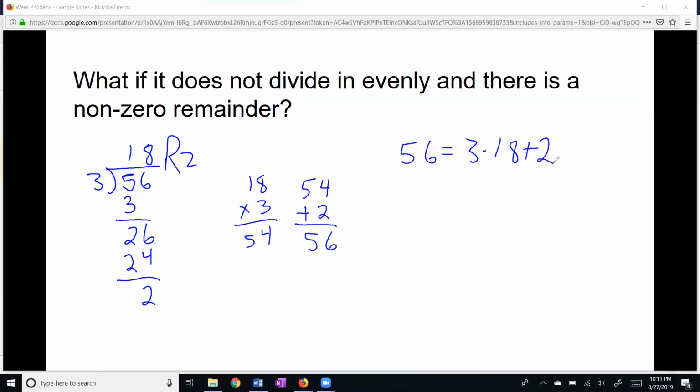In general, if I have A divided by B, and I get a quotient with the remainder of R, it means my letter A is equal to B times Q plus R. And this is a statement of the division algorithm, which we're going to be seeing formally in our textbook. This is the idea conceptually.